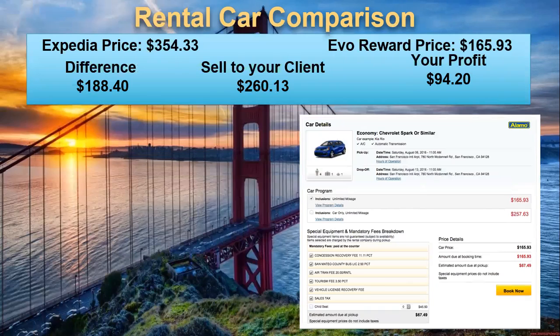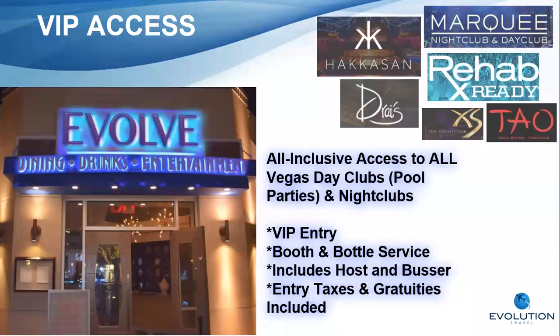So again, with this slide, you want to emphasize the Expedia price. So now, of course, the next slide is the VIP access to the Vegas clubs. Really not too much to emphasize here. You could go through this slide verbatim and kind of add your own flavor to that.